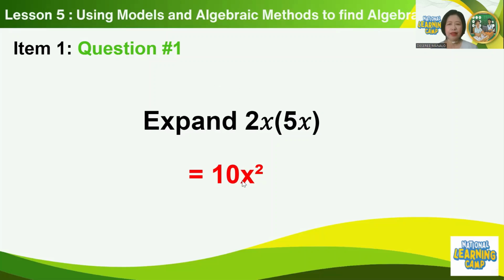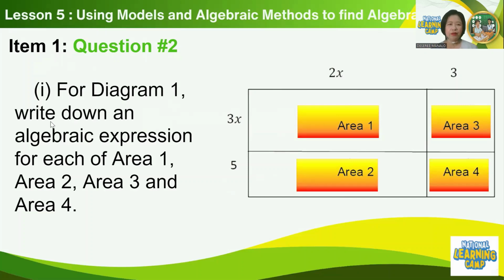How did we get 10x squared? Multiply 2 times 5, it's 10. Then x times x is x squared. Question 2i. For diagram 1, write down an algebraic expression for each of area 1, area 2, area 3, and area 4. For area 1, our answer is 6x squared. Why? It is 2 times 3, 6, and then x times x is x squared, adding the exponents of x.